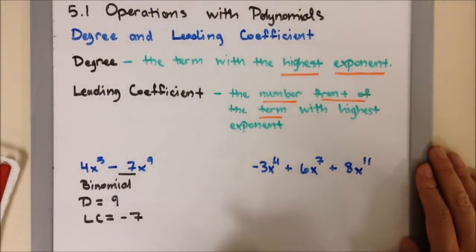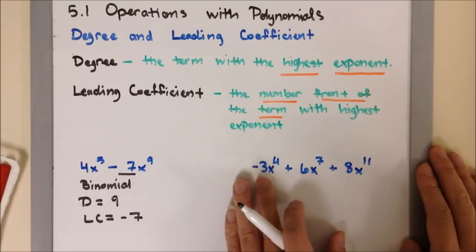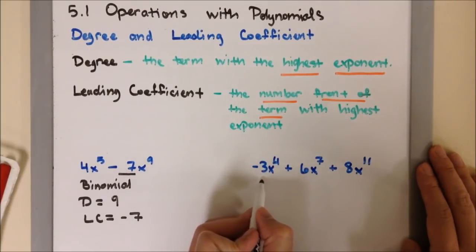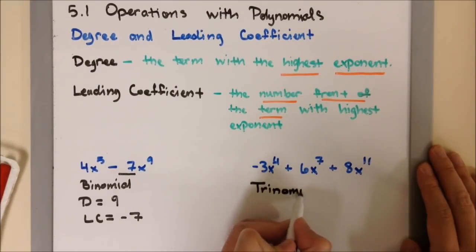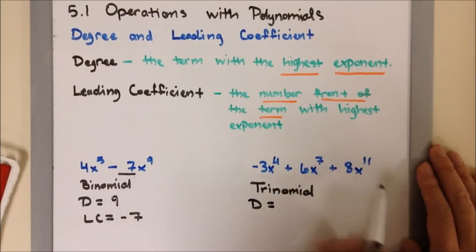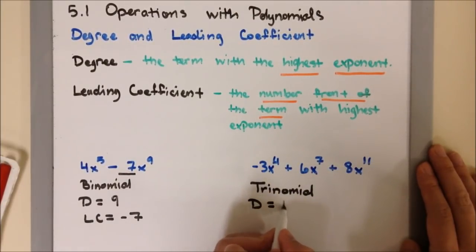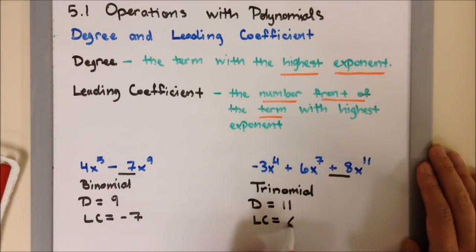Example 2. Alright, so if you're asked to classify what kind of polynomial you have, I have 1, 2, 3. So 3 terms, so trinomial. Now, if you're asked to find degree, so you look at the exponents 4, 7, 11. So 11 is the highest, so I'll put D equals 11. Now, LC, my leading coefficient, is the coefficient in front of the highest exponent. So it's a positive 8, so LC equals 8. And then that will be my answer for this example.